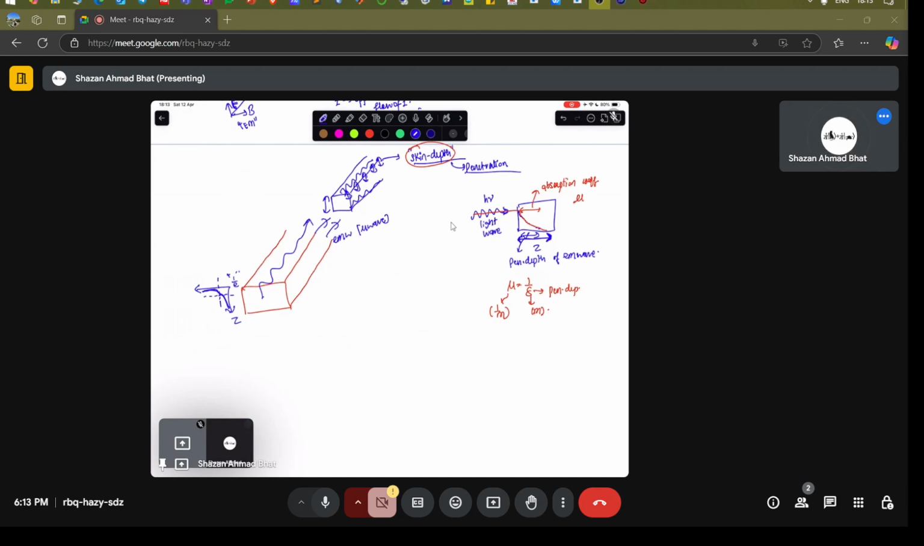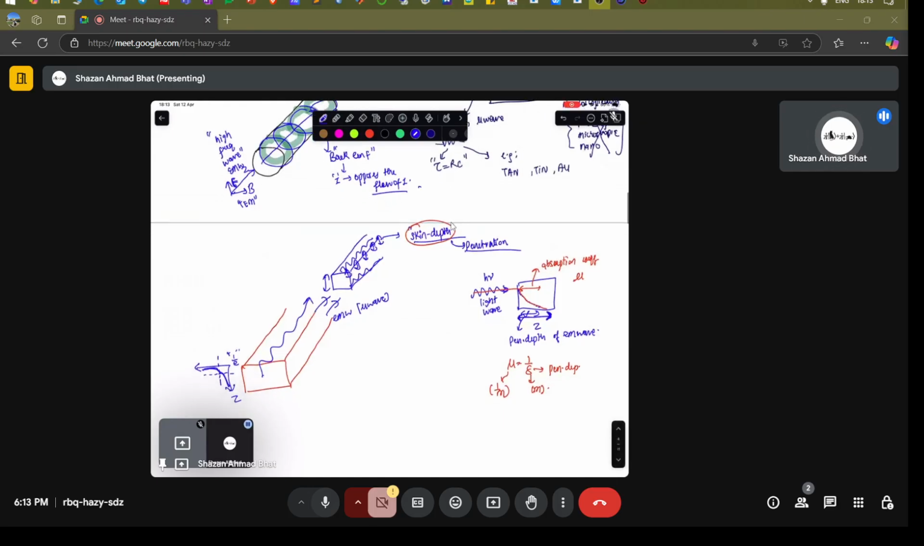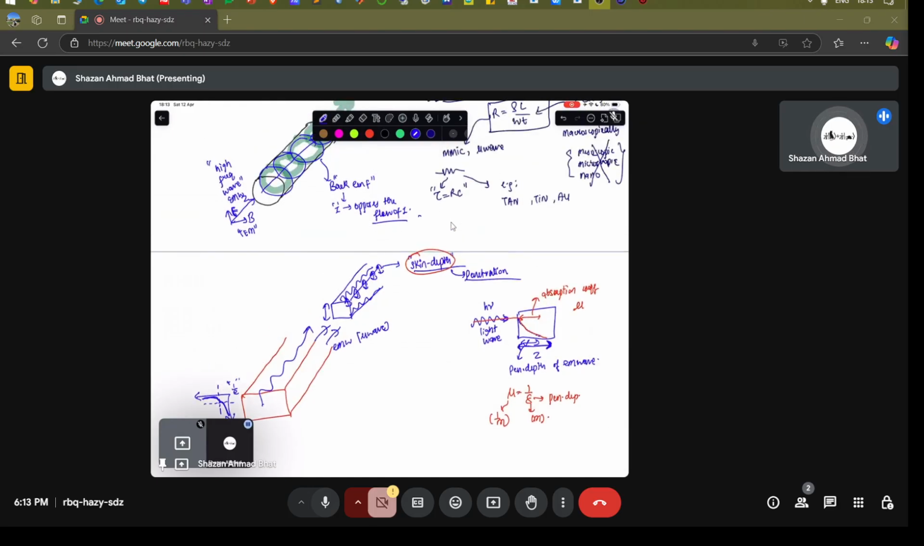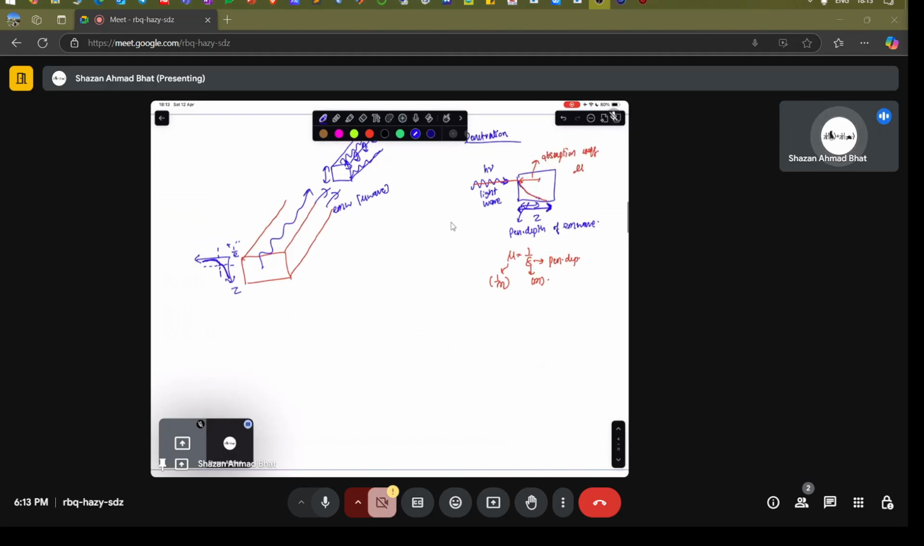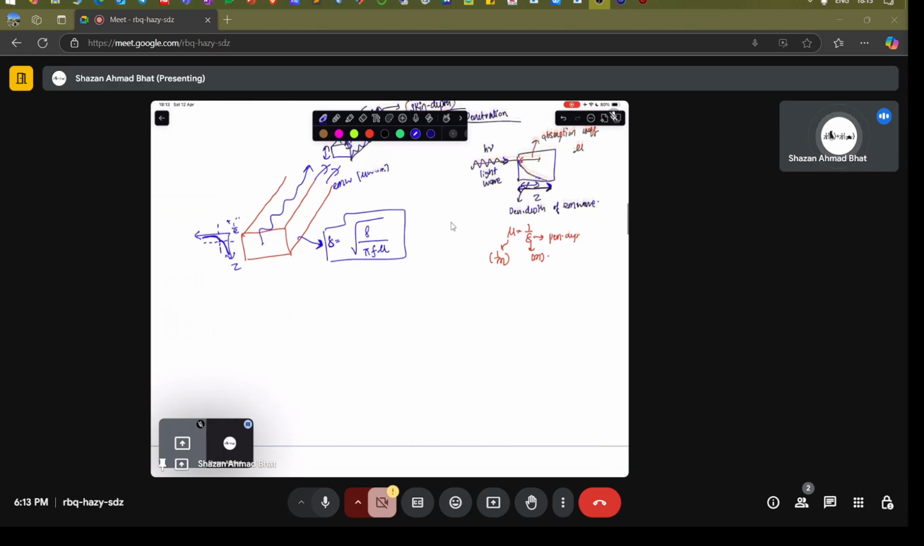But here it is because of the back EMF, which opposes the flow of the current and makes the distribution such that most of the current flows towards the periphery. Now, in this case the skin depth is approximately given by the square root of rho over pi times frequency times the permeability of the medium. So you see that skin depth depends upon the resistivity.